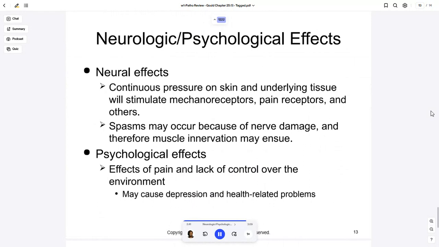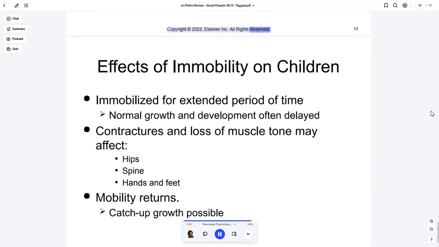12. Neurologic and psychological effects. Continuous pressure on skin and underlying tissue will stimulate mechanoreceptors, pain receptors, and others. Spasms may occur because of nerve damage, and therefore muscle innervation may ensue. Psychological effects: pain and lack of control over the environment may cause depression and health-related problems. Copyright 2023, Elsevier Inc., all rights reserved.